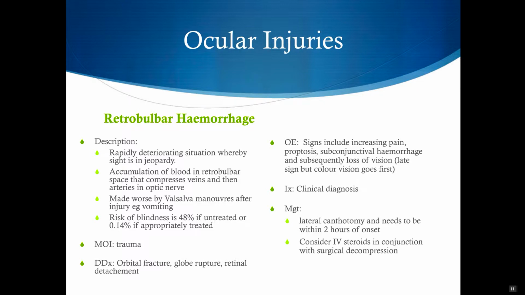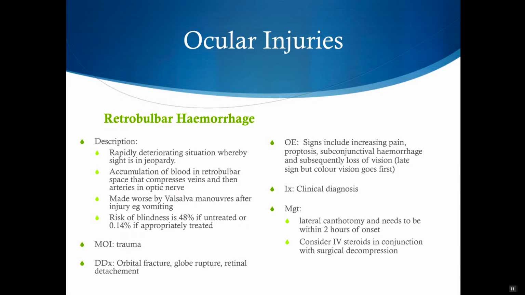Retrobulbar hemorrhage. These are essentially rapidly deteriorating injuries. There's an accumulation of blood in the retrobulbar space that compresses the veins and then eventually the arteries within the optic nerve, increasing pressure. Lifting, straining, or any Valsalva maneuvers, including vomiting, are going to make this worse. These need to be treated. Quite a significant risk of loss of vision in about half of patients if untreated. These are due to trauma. We'll also take a look for associated ocular injuries such as orbital fracture, globe rupture, and retinal detachments.